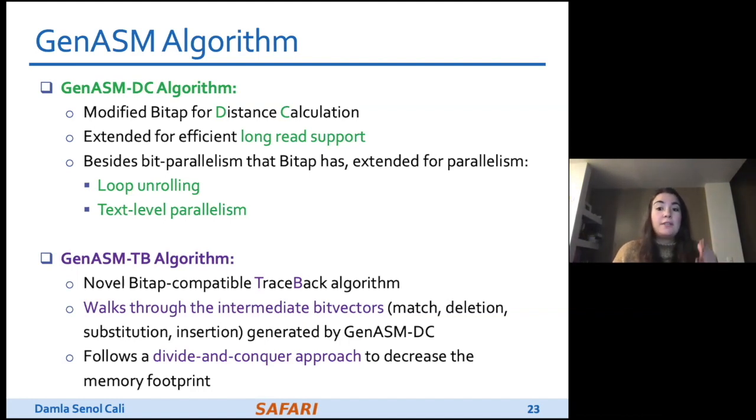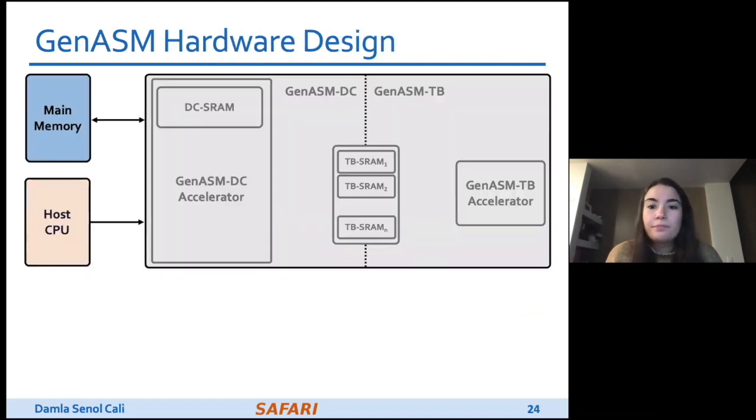And here we divide the text and pattern into overlapping windows and perform the traceback computation for each window. After all of the windows' partial traceback outputs are generated, we merge them to find a complete traceback output. So this helps us, since we are dividing the text and pattern, decrease the amount of data we need to store as the intermediate bit vectors to perform traceback.